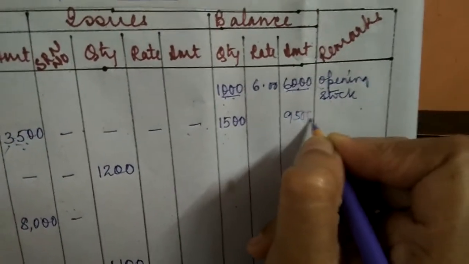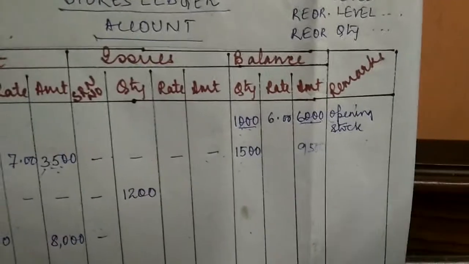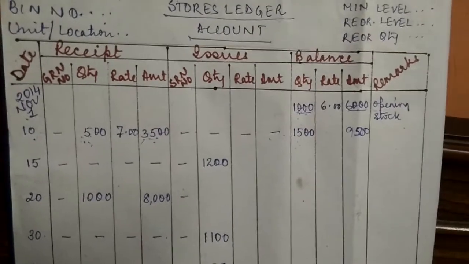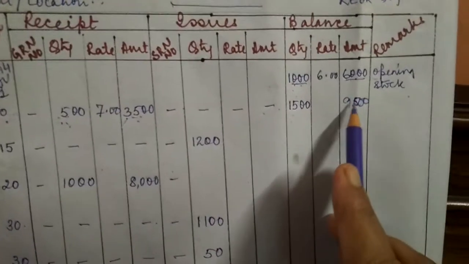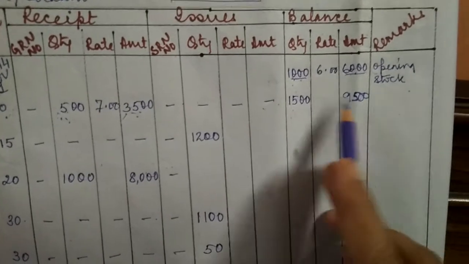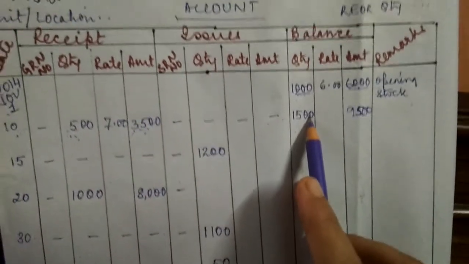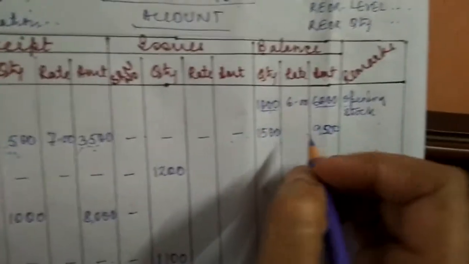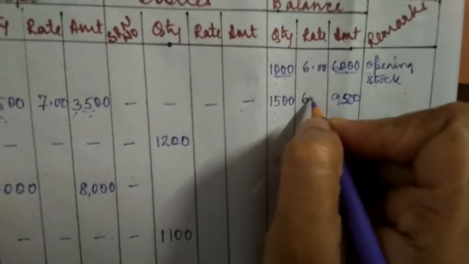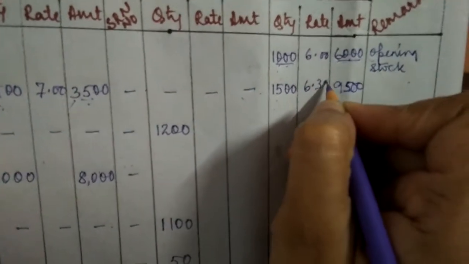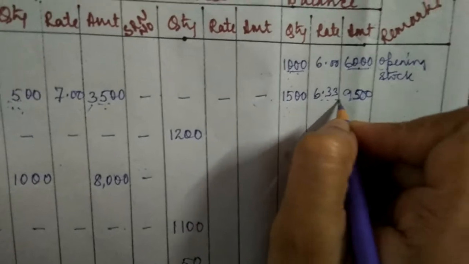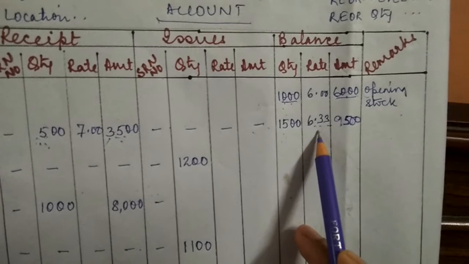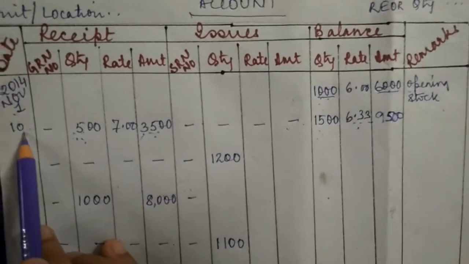These two will be added, so we will get 9500. This 9500 is our amount, okay. Now for this, what we have to do? Now we have to divide this 9500 by 1500. This is the quantity, okay. So when you divide, you will get 6.33, means 6 rupees 33 paisa, okay. So this is the balancing column we are getting on 10th, okay.